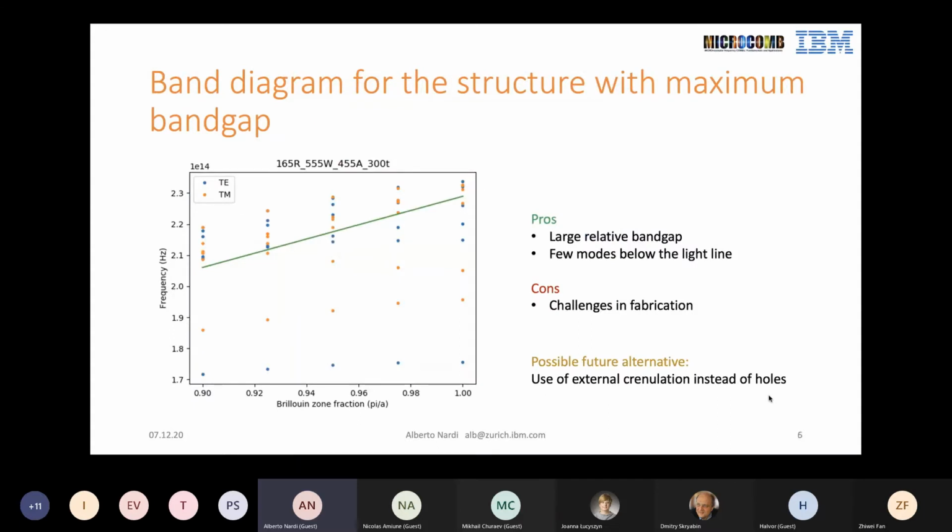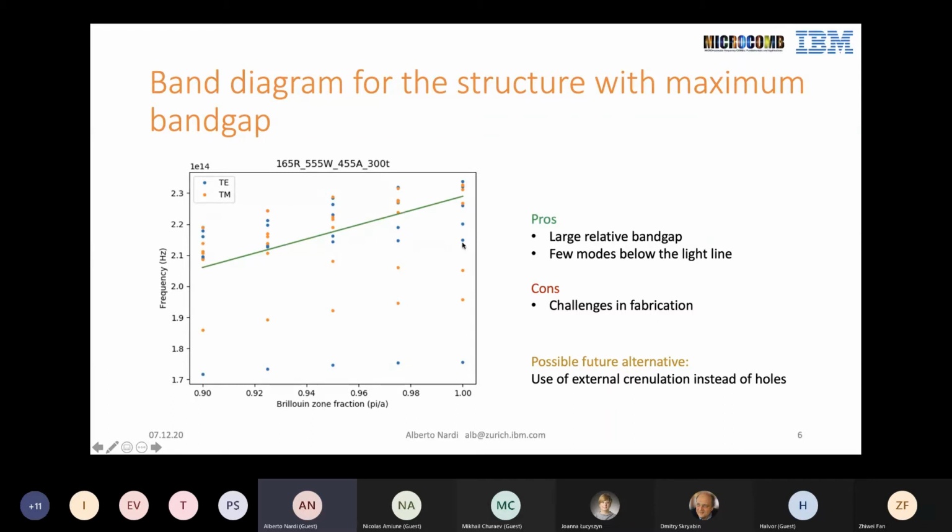And here I'm showing you the band diagram for the structure with maximum band gap, using the parameters that we just found in the previous slide. This is the edge of the Brillouin zone, where pi over a goes from 0.9 up to 1. So at 1, we actually have the band gap. The blue dots are TE modes and orange dots are TM modes, whereas the green line is the light line. So basically, we don't care about the modes that are above this line.